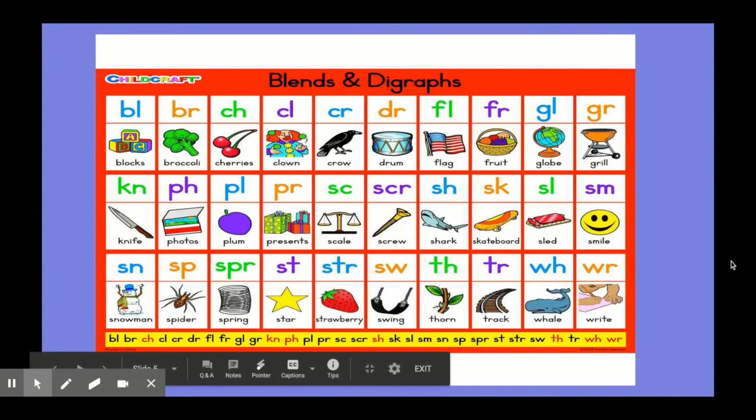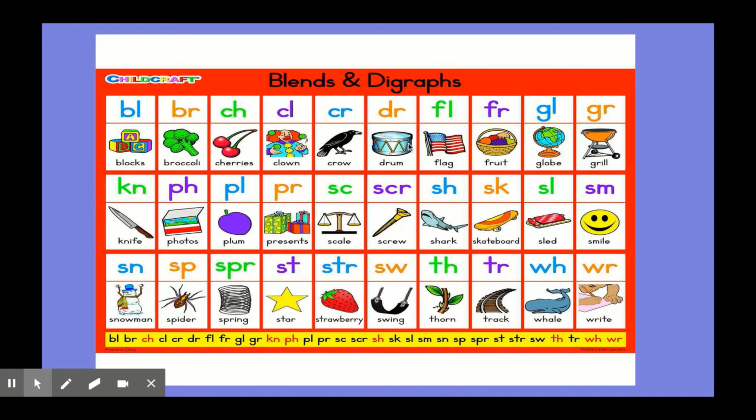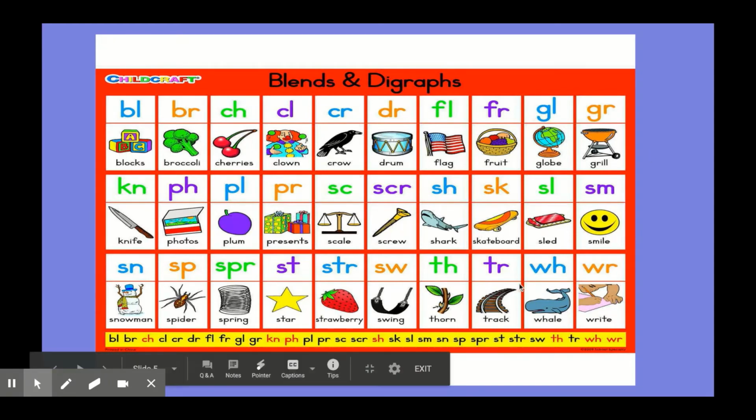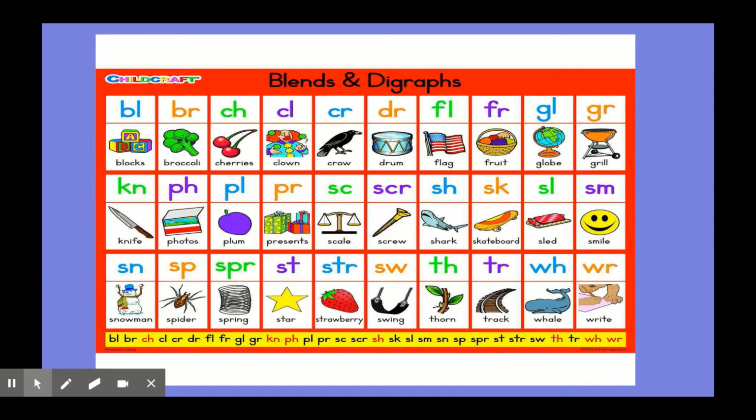So this neat little chart has some examples of blends and digraphs, okay? So here are both blends and digraphs in all three rows. If you look at the very bottom, the letters that are in black are blends. There's quite a few of them. The letters that are in red, like CH, KN, PH, SH, TH, WH, and WR. These are digraphs. So letters in black are blends, letters in red are digraphs, okay?